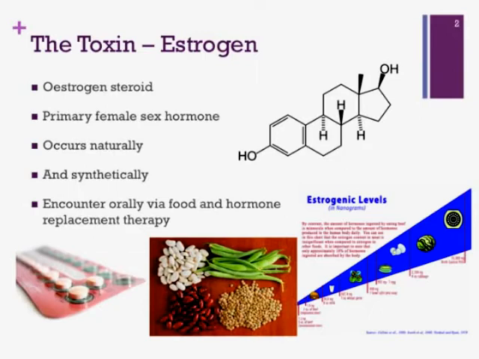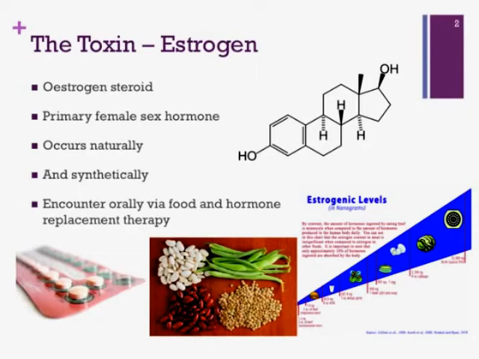Naturally, estrogen is produced by the ovaries and is responsible for the function and maintenance of female organs such as the uterus, ovaries, and breasts. Estrogen is not exclusively found in women. The hormone is also produced in small quantities in men. Synthetically, estrogen is used as a hormone replacement drug, particularly pre- and post-menopause, as well as in combined oral contraceptives.